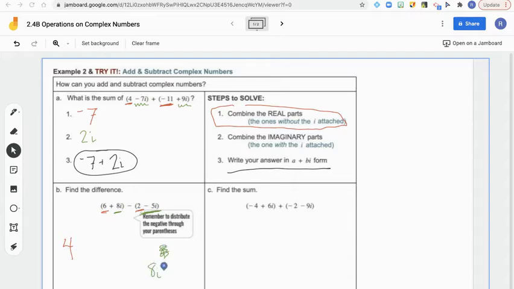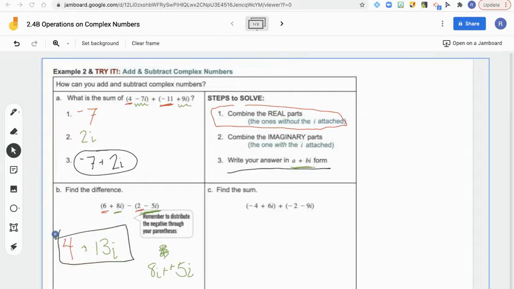8i minus a negative 5i, right? We need to be careful about those subtractions. Remember, any two subtraction signs together or negative signs change into a positive. So 8 minus a negative 5 really becomes 8 plus 5. So we're going to then have 13i. We want to make sure that it's in that form, a plus bi. So here's our final answer.